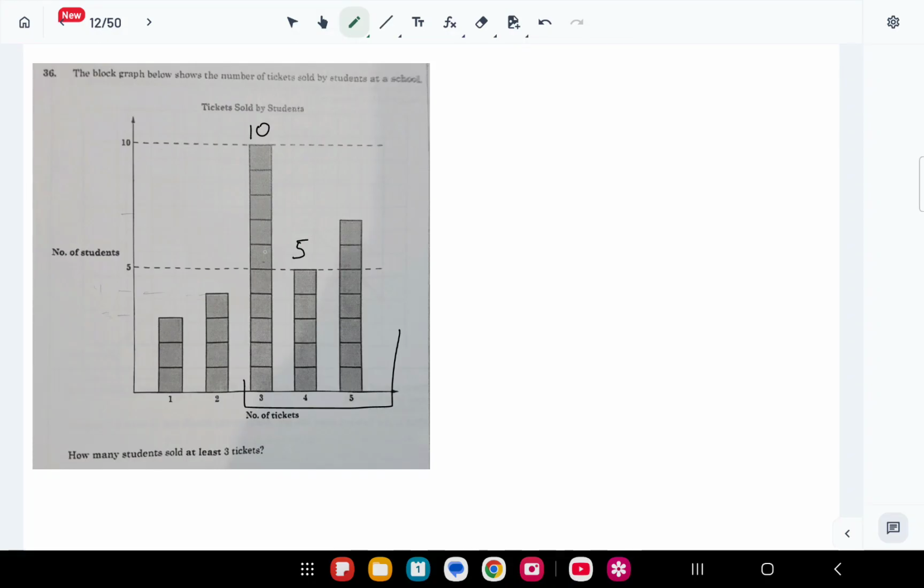So if here's 5, and we know this is 5 here, that is 5, 6, 7, 8, 9, 10. So that is 5, 6, 7. This one would be 7. Alright, so how many students sold at least 3 tickets? It would be 10 plus 5 plus 7, which is equal to 22 students.